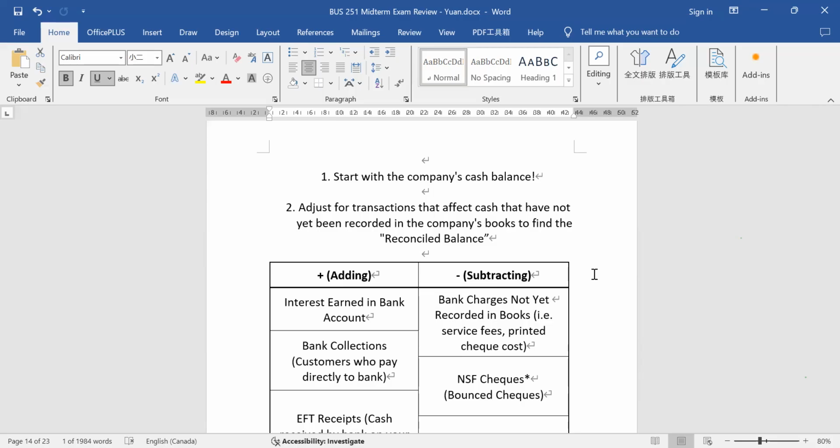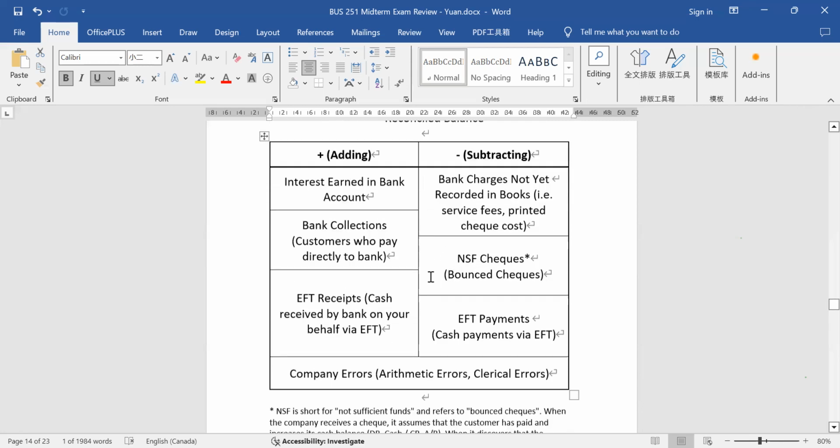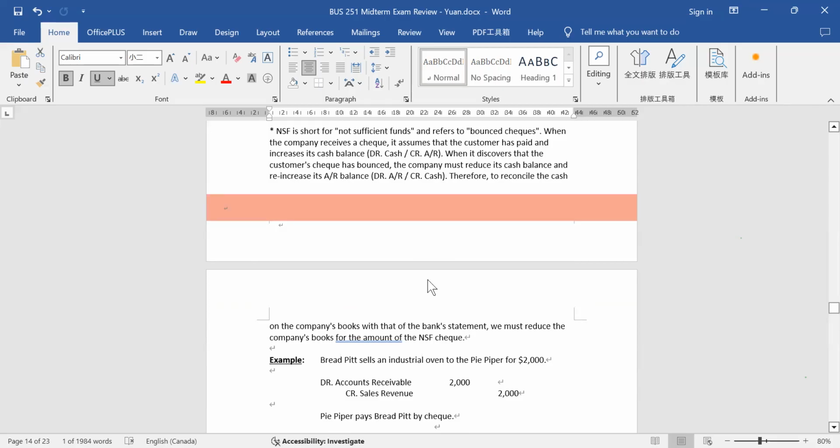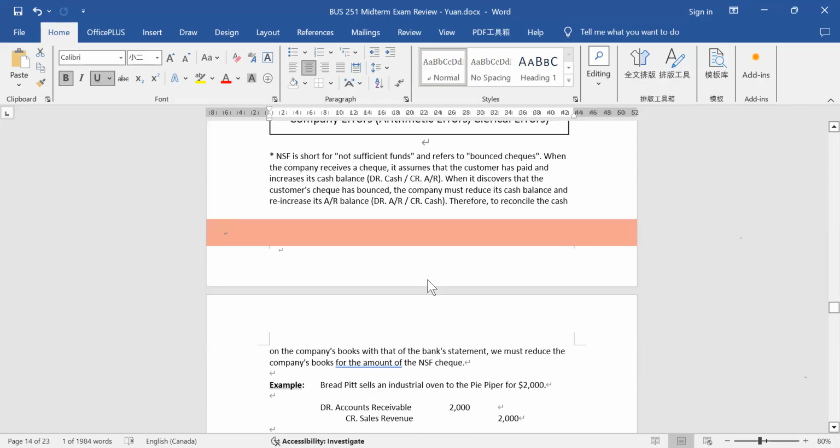Another thing I want to talk about is the NSF checks. It's called not sufficient funds check, right? It also has the name of bounced check. It's when your buyer or your customer pays you with a check, but later you find they don't have enough money in their bank account, or they have already gone bankrupt, but you don't know it yet. So this check is invalid, right? So the NSF is short for not sufficient funds and refers to a bounced check.